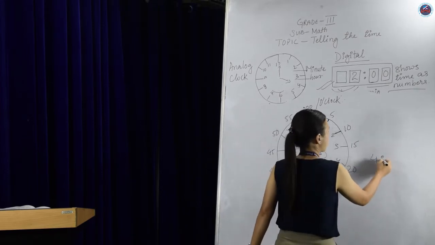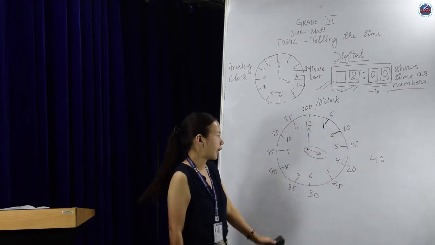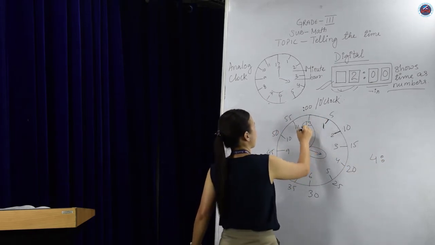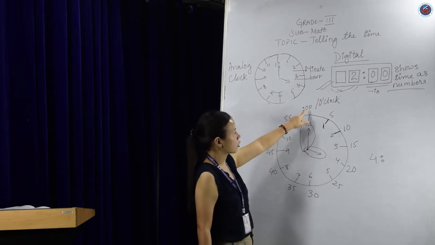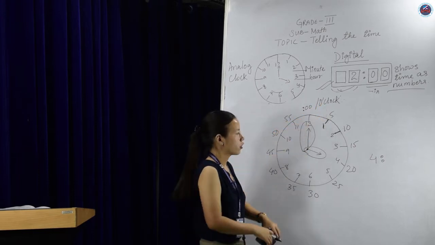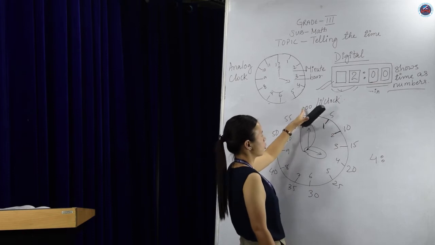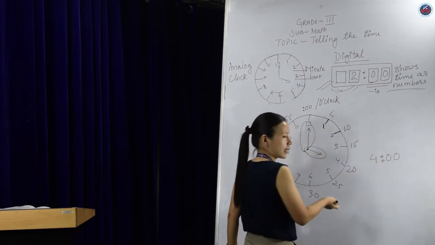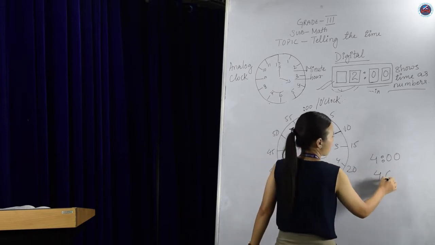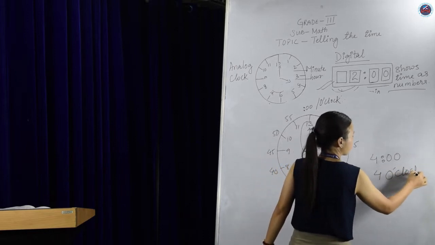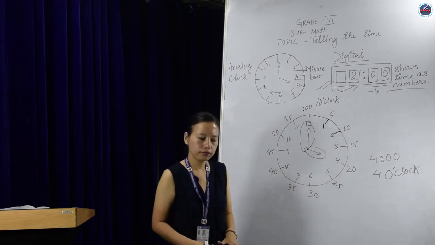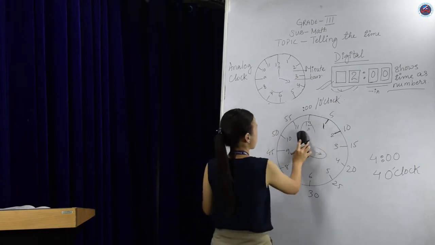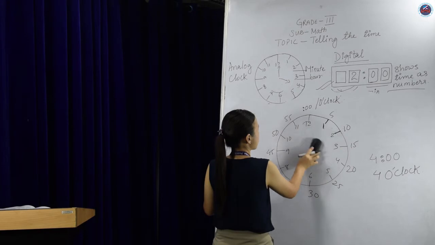And the second step, we put the dots, 2 dots. And then the third step, we look at the long hand. Now this long hand is pointing at o'clock, right? So we write 2 dots and then 0, 0. So we put 4:00. Or the other way we can write is 4 o'clock. Now let's change the position of the hands of the clock.